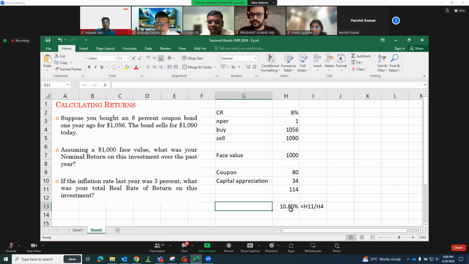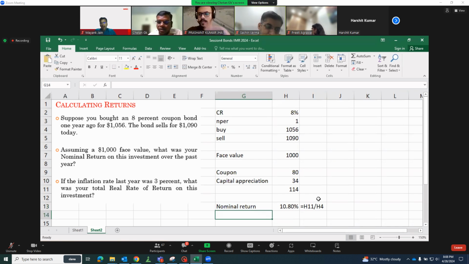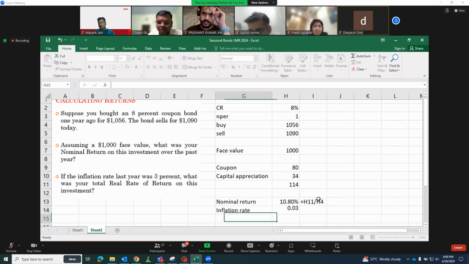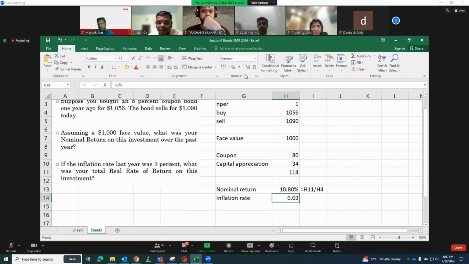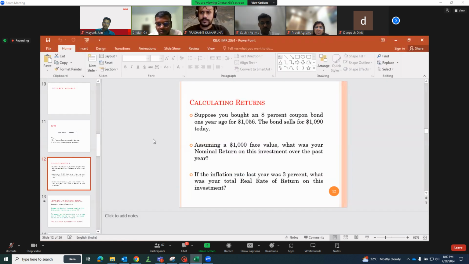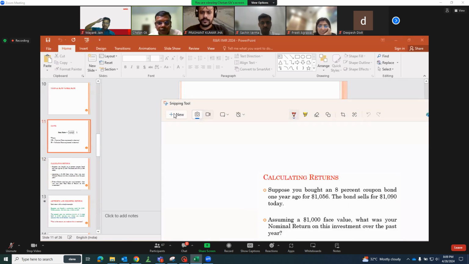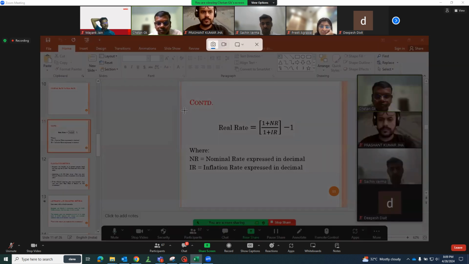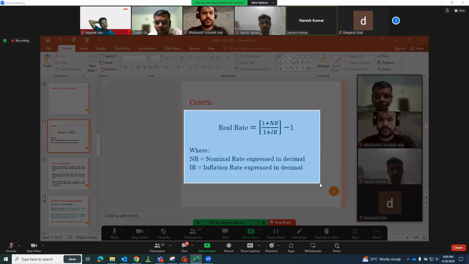Don't take me wrong. So 10.8, you'll be getting this. Hope you understood how we got this 10.8. This is just the return, and this is actually called the nominal return. Okay, so can you tell me how much inflation is given in the problem? The inflation rate is how much? 3%, given in the problem. So 3% is the inflation. So can you now compute the real rate of return using the equation given in the last slide? I'm just copying for you here. Minus 3%. Just a second.